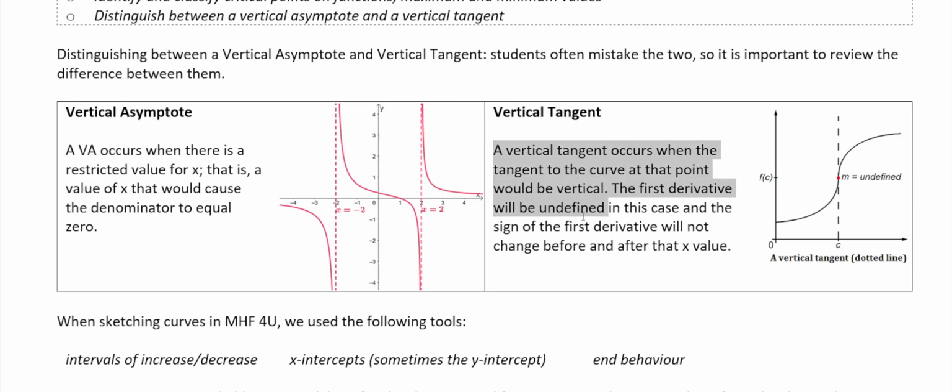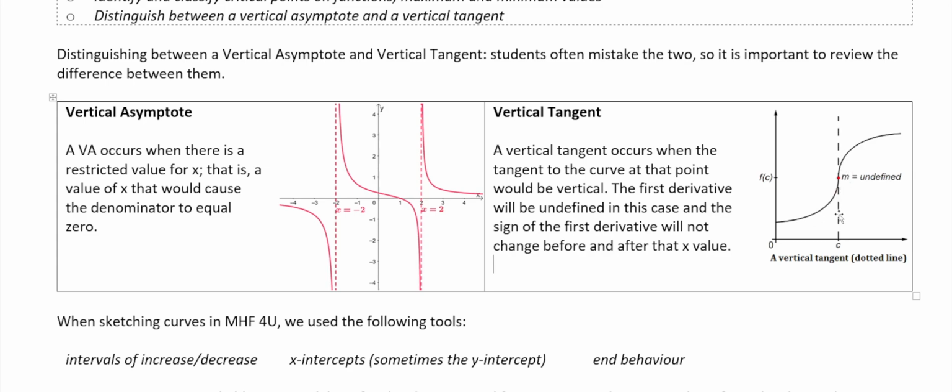A vertical tangent occurs when the tangent to the curve at that point would be vertical. The first derivative will be undefined in this case, and the sign of the first derivative will not change before and after that x value. So right at this one point right here, we see the slope goes vertical, right?